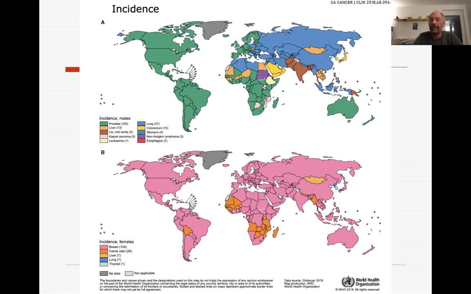For women, by far, you see, in terms of incidence, the number one is breast. There are few exceptions, as breast is essentially everywhere. With few exceptions, like in Korea, where interestingly thyroid is more common, and in these orange countries that you see a little bit in Africa, South America, and Asia, this is where the liver is prevalent. Otherwise, breast is prevalent almost everywhere.